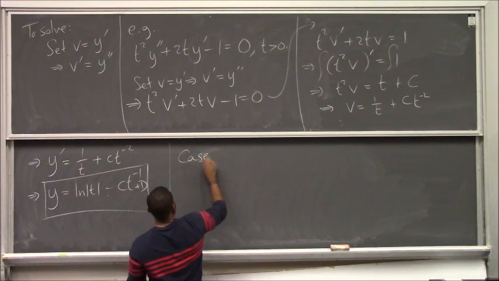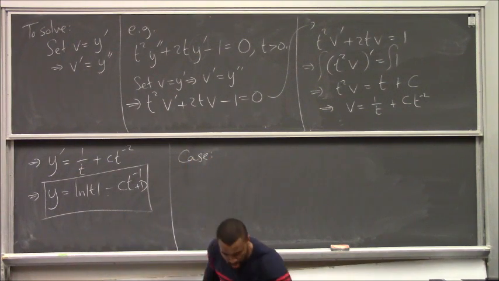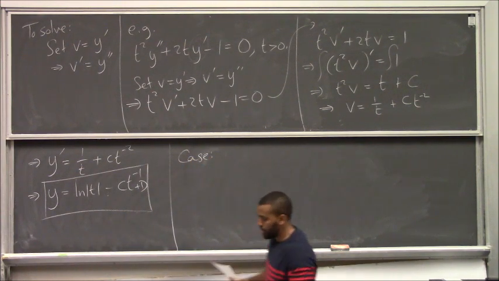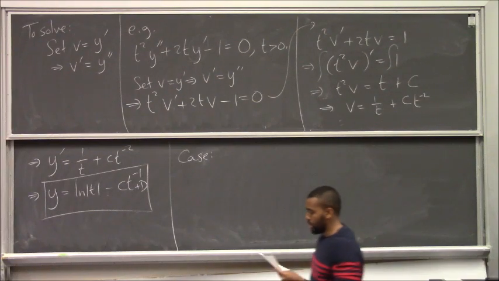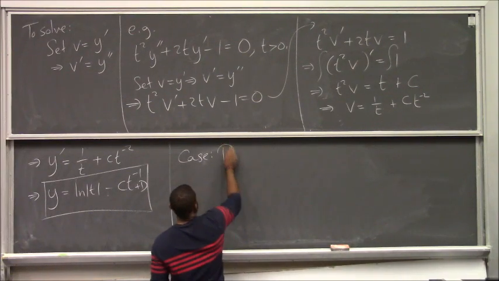Here's another case. It's just a bunch of case studies here. This is a very important type of equation, by the way. This is called a Bernoulli equation.